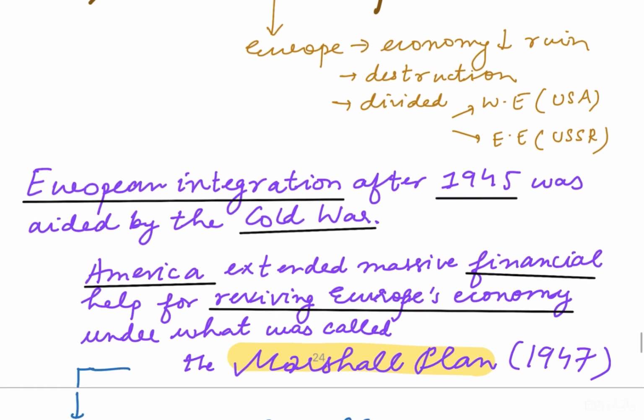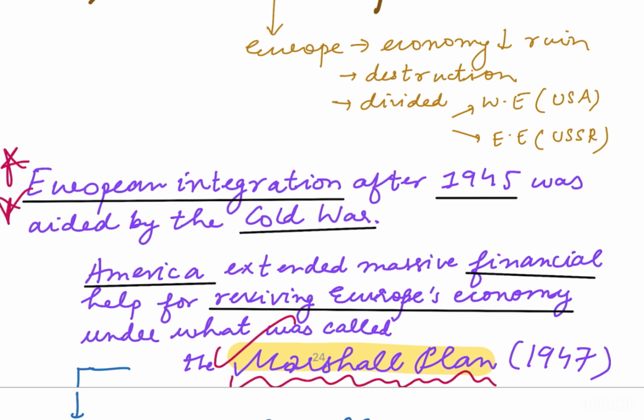So now, a direct question comes from this point: what was the Marshall Plan? Basically, the European integration after 1945 was aided by the Cold War. Do you know what the Cold War is? The ideological dispute between USA and USSR, between the two ideologies of capitalism versus socialism. So this European integration happened because of the Cold War after 1945.